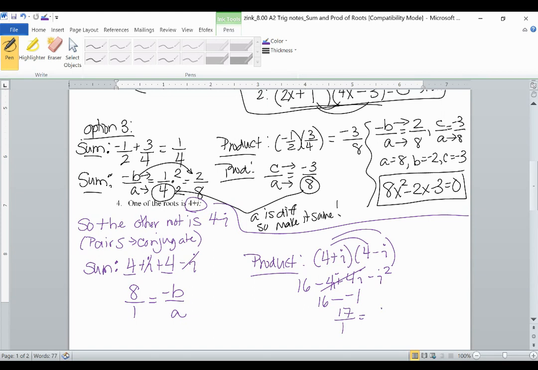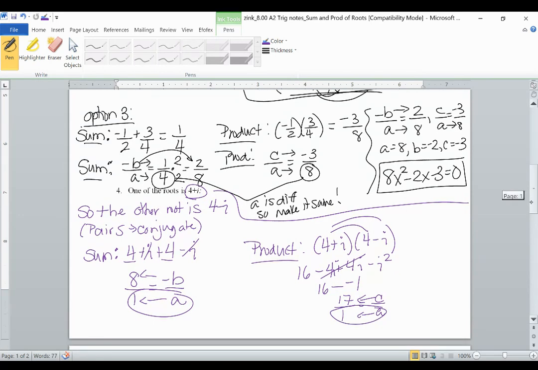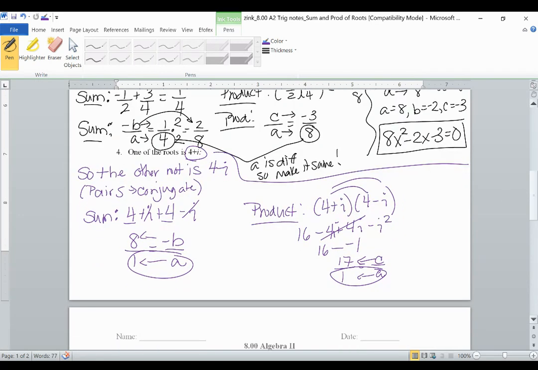17 over 1, we're going to set equal to c over a. So the first thing you want to check now is, are the a's the same? And yes, they are. Both a's are 1. So I know a is going to be 1. Here, negative b is 8, so b must be negative 8. And c is 17, leaving me with the equation 1x squared minus 8x plus 17 equals 0.